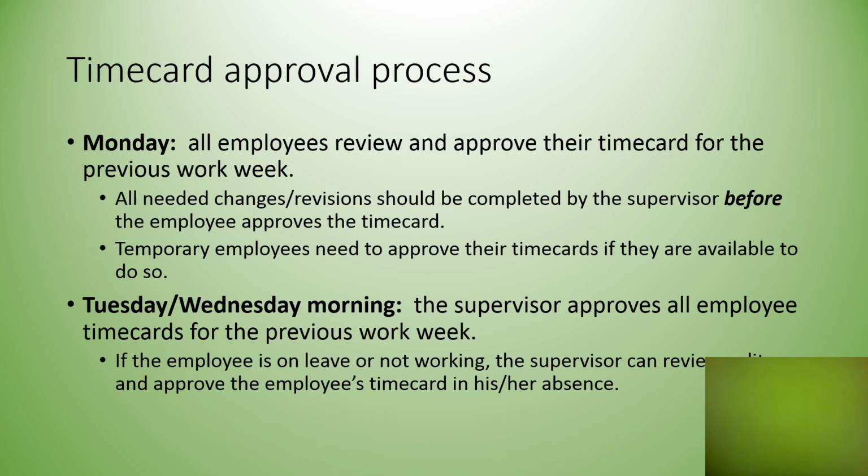So let's say, for example, you had a really bad week last week and you ended up working a couple of hours of overtime, and you would prefer to have that as comp time. So this is something you and your supervisor had already discussed, and then your supervisor has to do the comp time conversion for you. If your supervisor doesn't do the comp time conversion, you will just automatically be paid for the time. So if you come in Monday and you see your supervisor hasn't had time to do that yet, do not approve your time card. Just remind your supervisor about doing the comp time conversion, and then once that's done, you can go in and approve it. Temporary employees also need to approve time cards if they are available to do so.